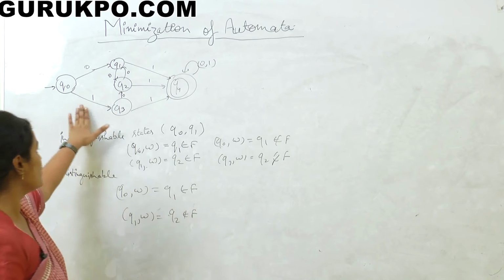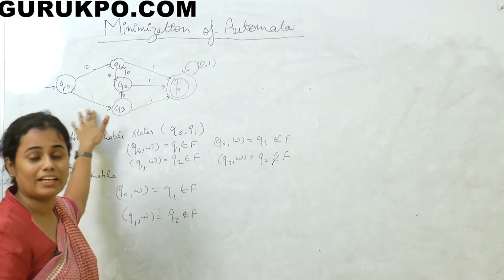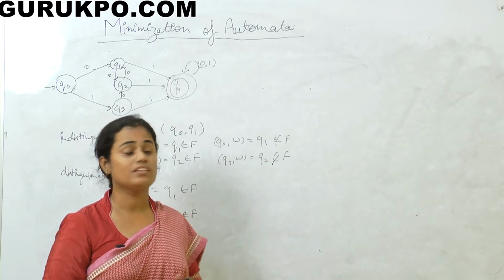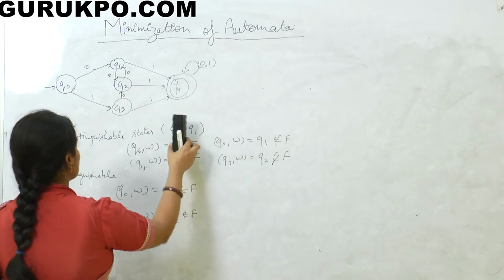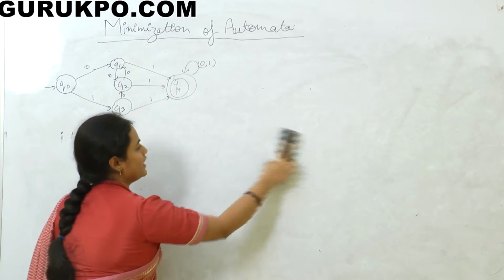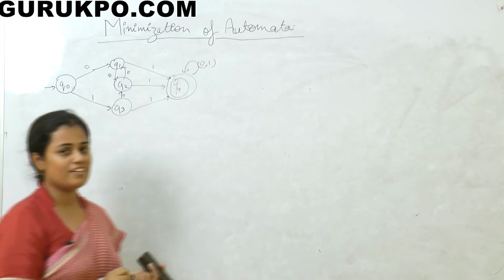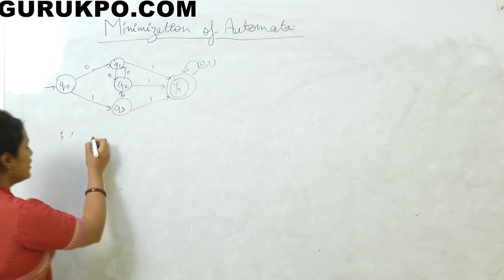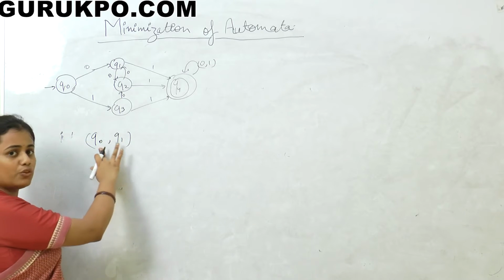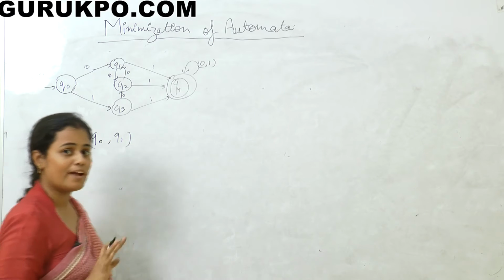Now for this question, suppose this is an automata, and we have to minimize it. What you need to do is check every pair to see whether the states are indistinguishable or distinguishable. First of all, we will start with Q0. With Q0 there will be pairing for Q0 and Q1. Now we are checking whether Q0 and Q1 are indistinguishable or distinguishable. We have to check for both inputs.